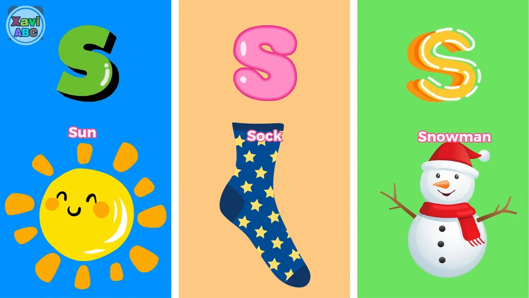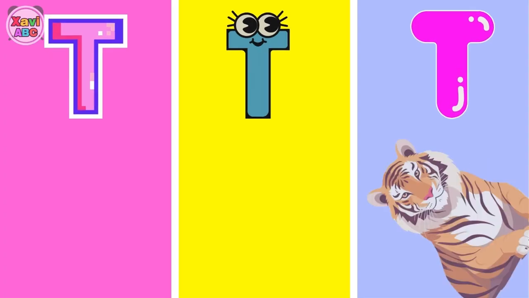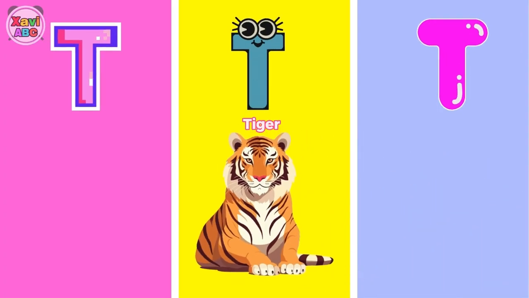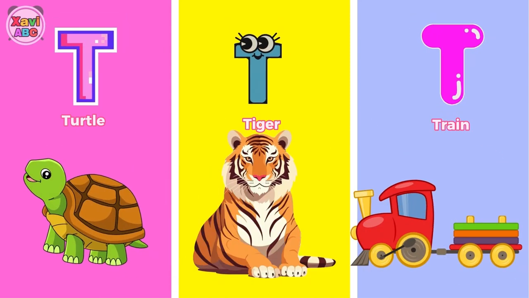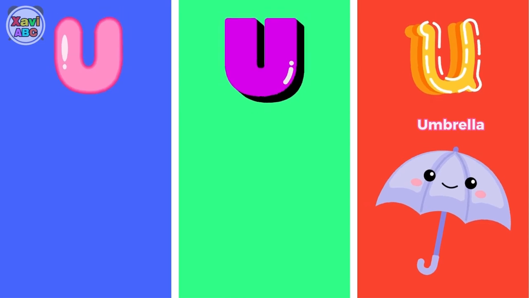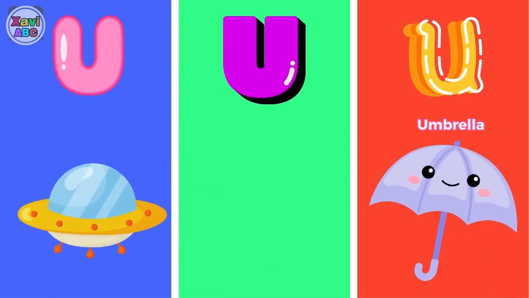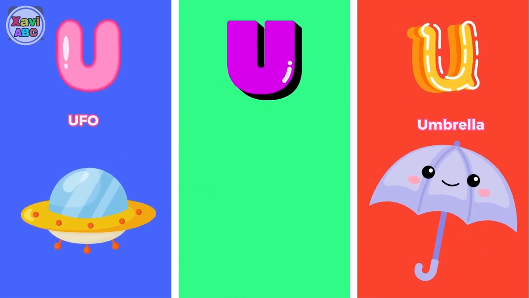S is for snowman, S, snowman. T is for tiger, T, tiger. T is for train, T, train. T is for tail. U is for umbrella, U, umbrella. U is for UFO, U, UFO.